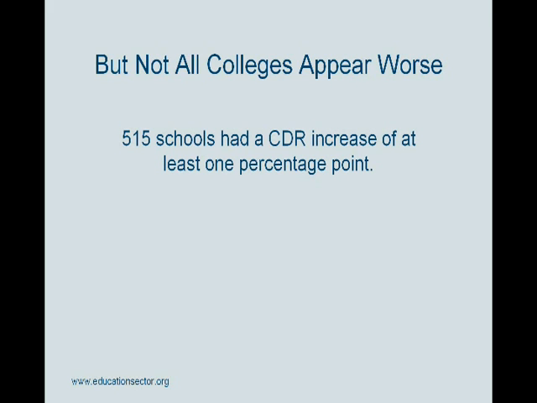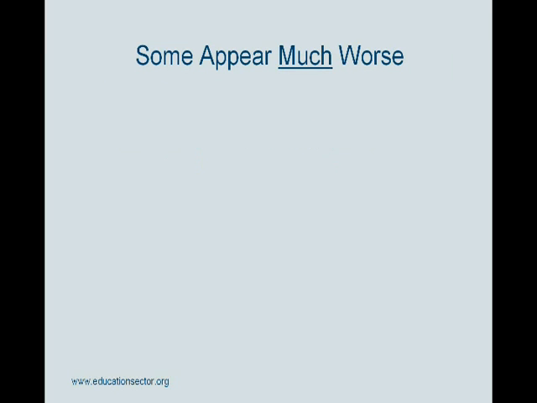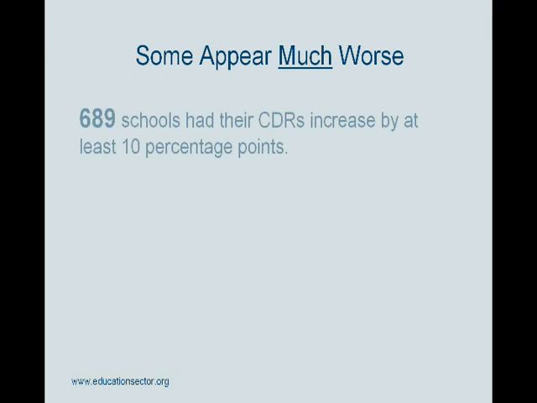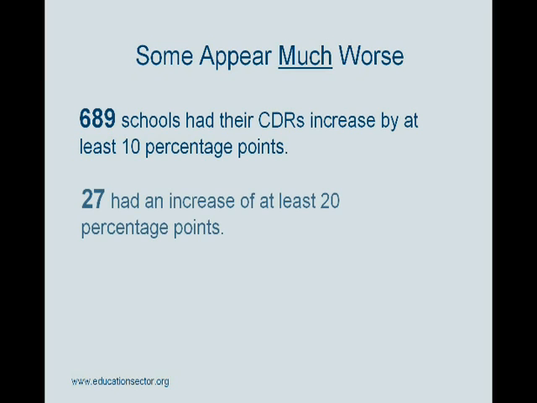That's a tiny increase. But at 689 schools, the CDR increased by at least 10 percentage points. And 27 of those schools had a cohort default rate jump of at least 20 percentage points. Changing the measurement window affects all sectors.